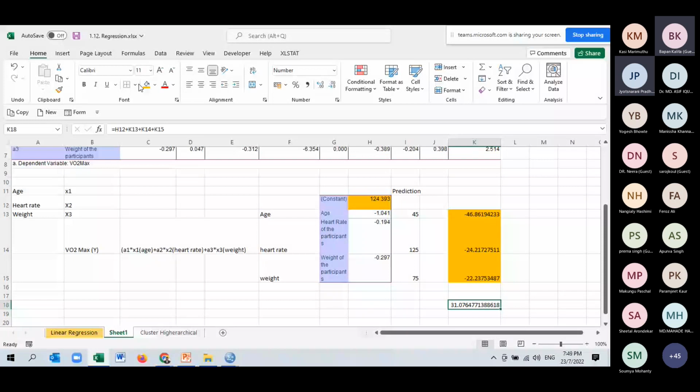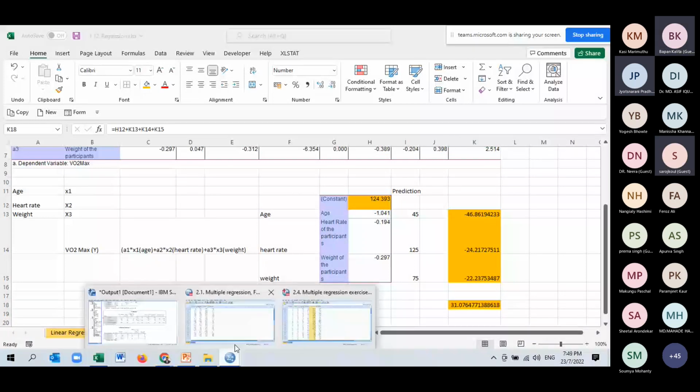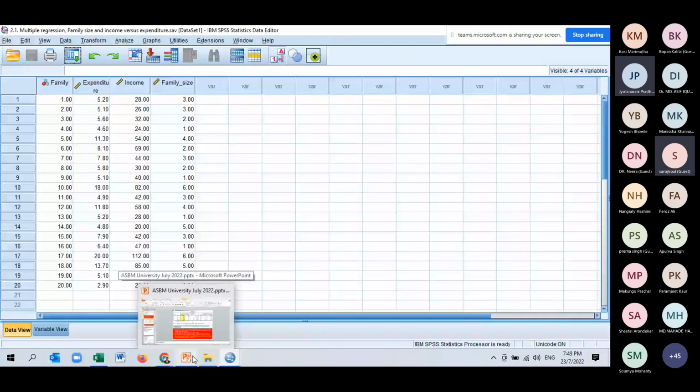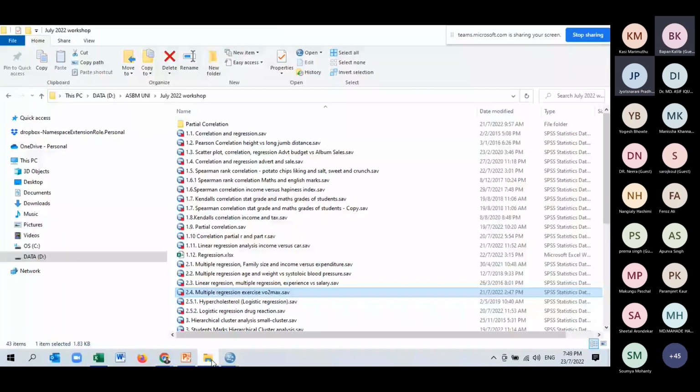I'll give you one more example. I will ask you to run it. Whether you all get the same answer or not, you need to tell me. Please go to the folder wherein 2.1 multiple regression, family size, income versus expenditure. Simple example. Open the file.